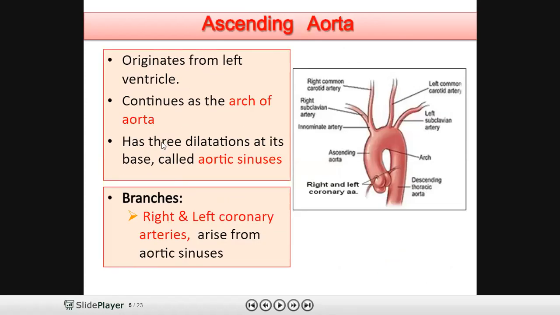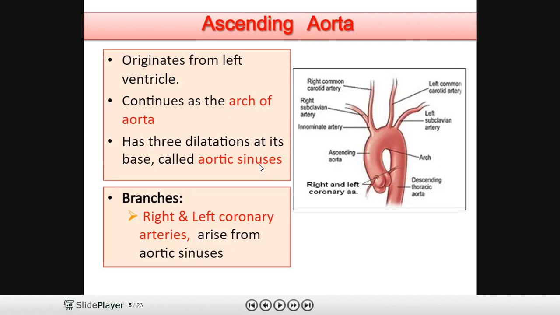So the ascending aorta originates from the left ventricle because it's the first part of the aorta. It originates from the left ventricle, and then it continues as the arch of the aorta. It has three dilatations at its base, which are called aortic sinuses.